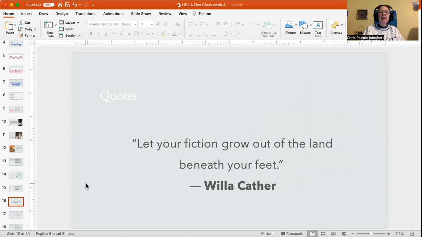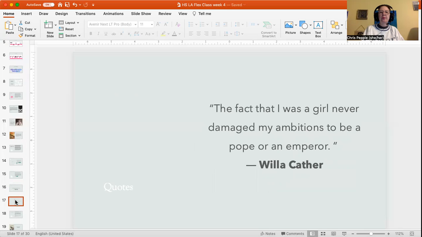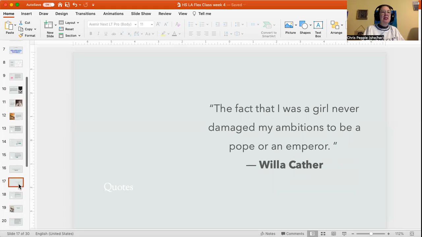Here's a quote: "Let your fiction grow out of the land beneath your feet." Another quote: "The fact that I was a girl never damaged my ambitions to be a pope or an emperor." Remember, this is a time when women are starting to fight for the right to vote, to own land, to gain their equal rights in society.